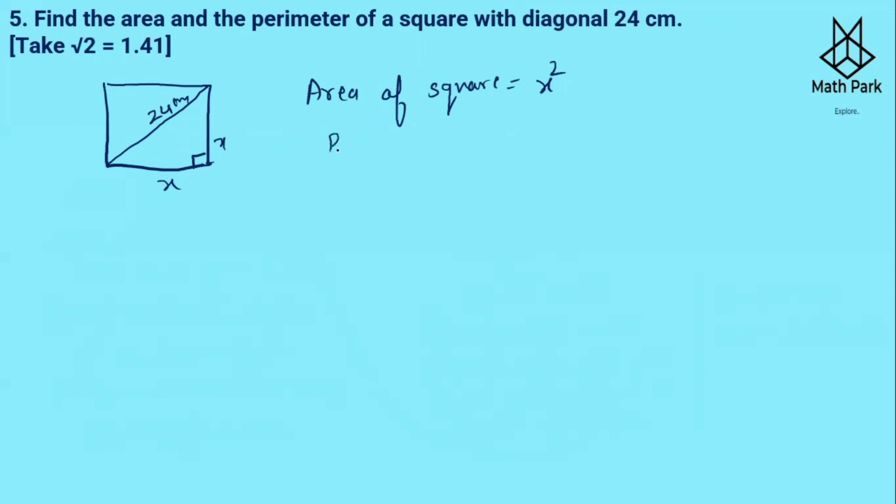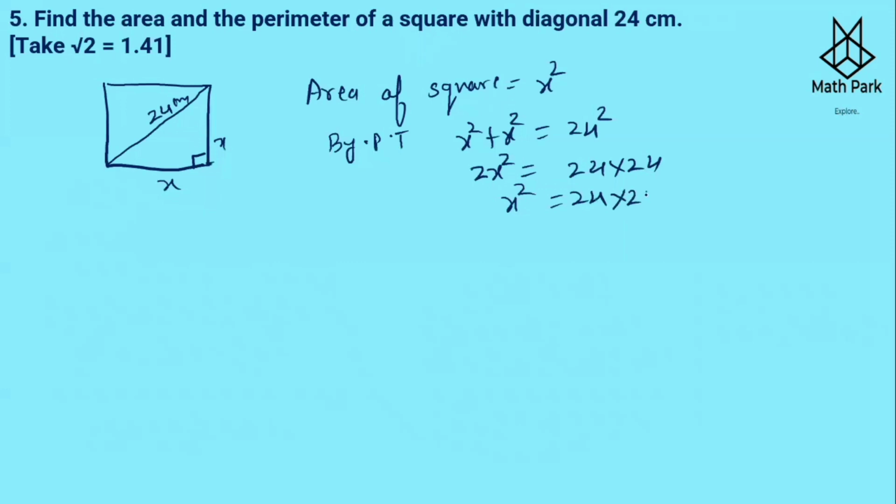So by Pythagoras theorem, we have x square plus x square is equal to 24 square. x square plus x square is 2x square, which is equal to 24 times 24. So you get x square is equal to 24 into 24 divided by 2. 2 12s are 24, so you multiply and have 12 times 24. Do the multiplication of 24 and 12.